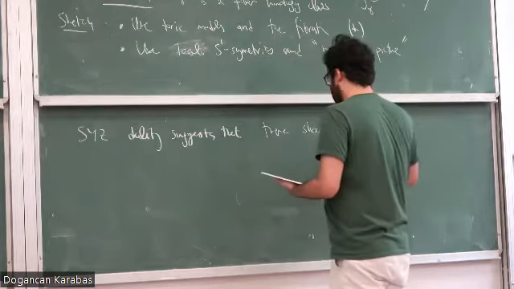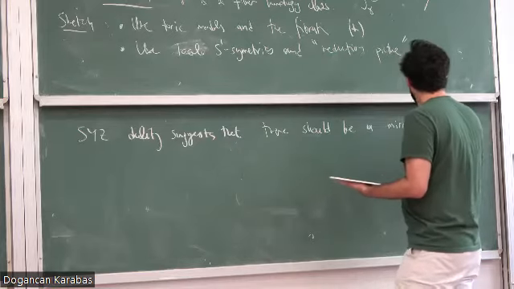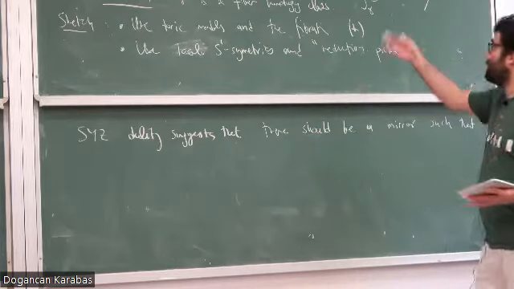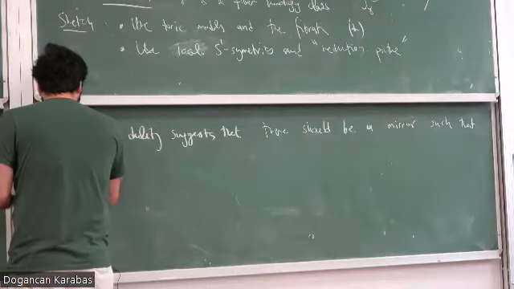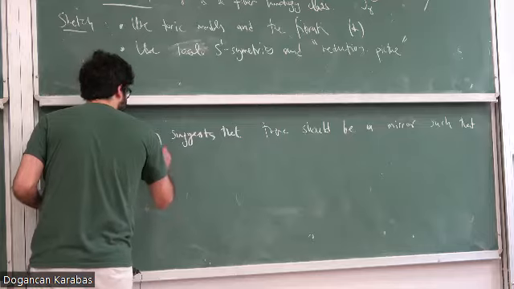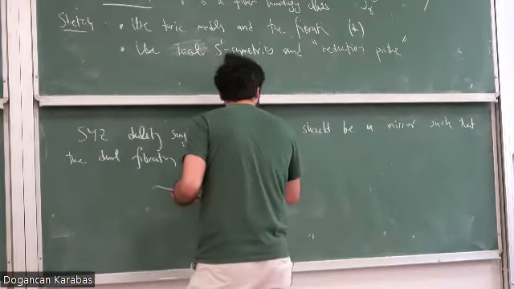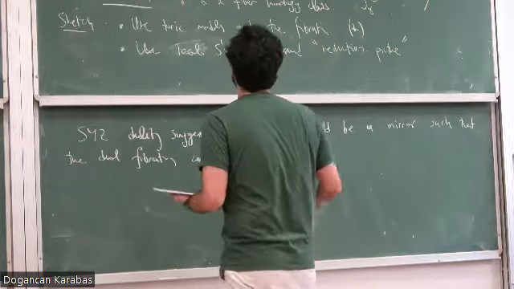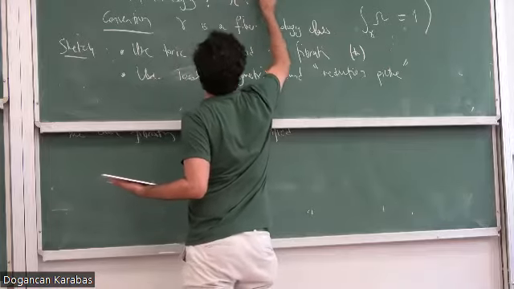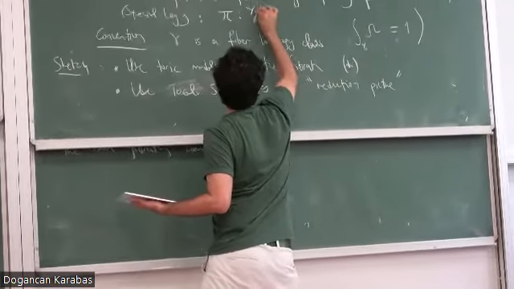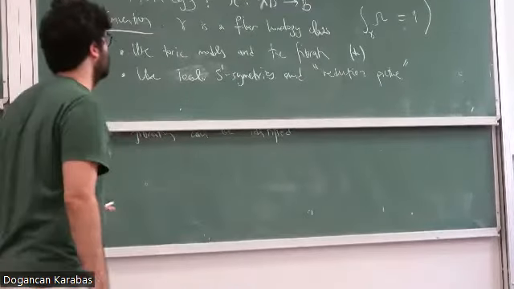There should be a mirror such that the mirror will also be a Calabi-Yau manifold with an SYZ fibration, and such that the dual fibration can be identified. Okay, let me give this Lagrangian fibration a name. This is pi from Y complement D to, let's say, some base B. Okay, that's my special Lagrangian fibration.